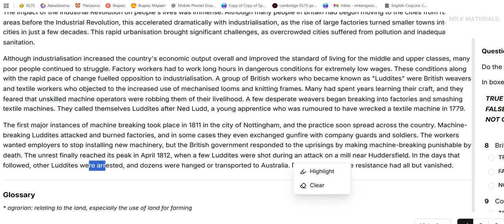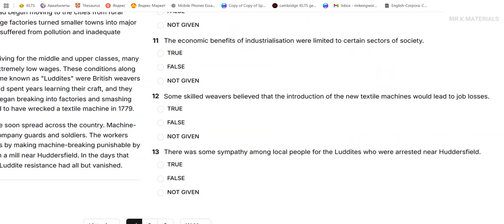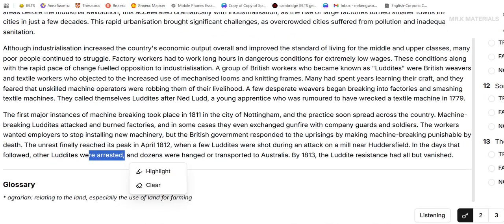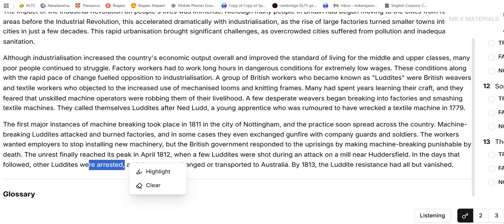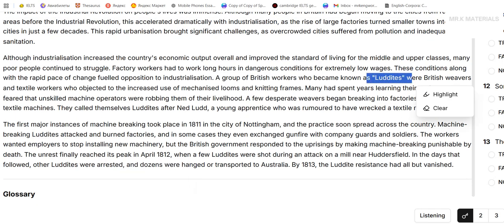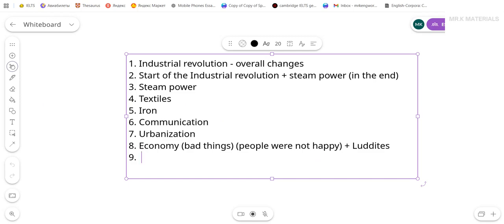God damn it. They were arrests. So arrests. So the last question is probably about arrests, about Luddites. You see, again, the person who doesn't skim everything may focus only on this and think that the answer is only here. But as we see, Luddites are also here too. Okay, so the last paragraph is fully about Luddites, about people not being happy.